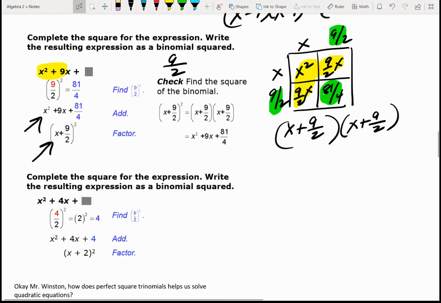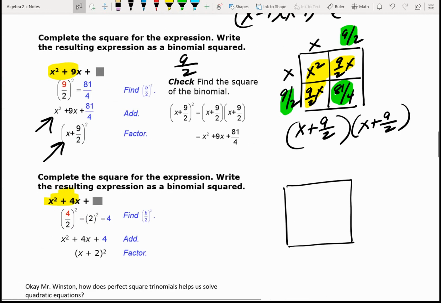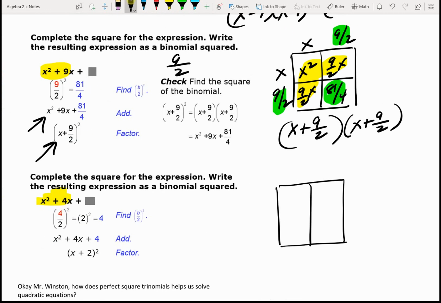And then one more. Here we have x squared plus 4x. So again, I'll visually draw what's going on. Complete the square. Okay, so I have x times x, x and x. That gives me my x squared. I'll take 4 divided by 2. That will be 2. There will go my 2 and 2. X times 2 is 2x, and 2 times x is 2x. So that gets me x squared plus 4x.